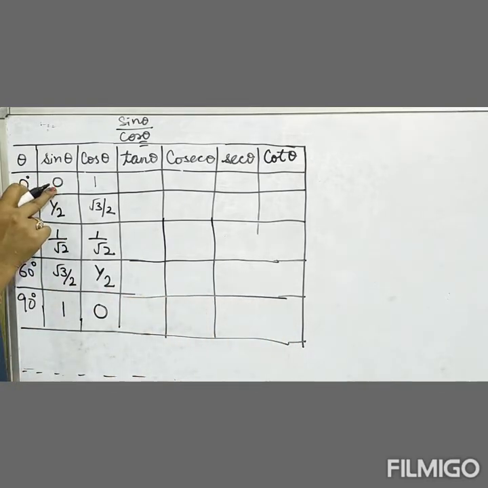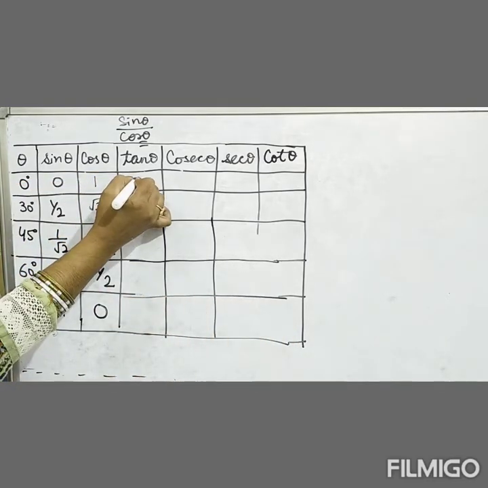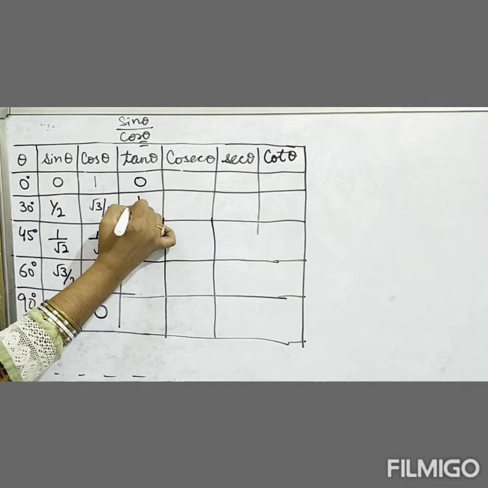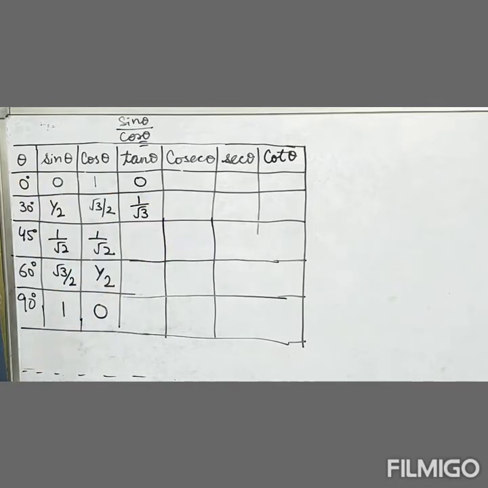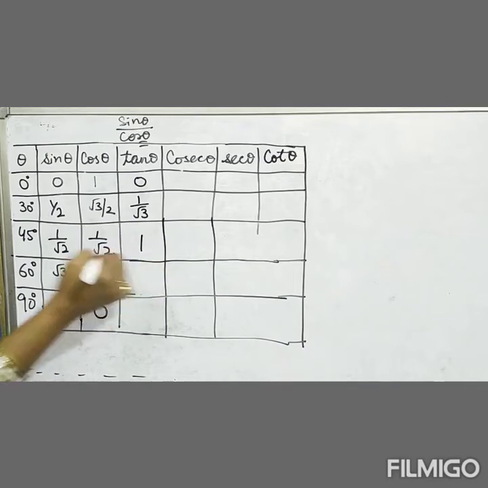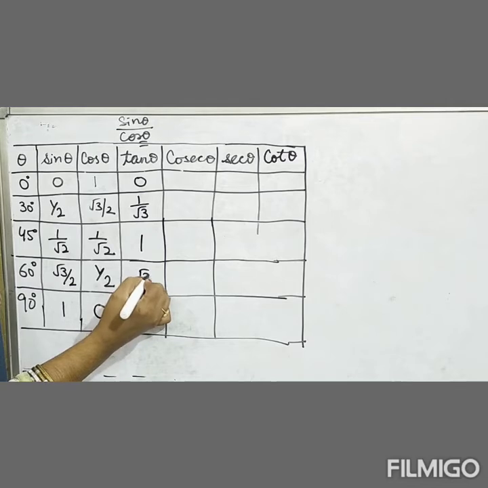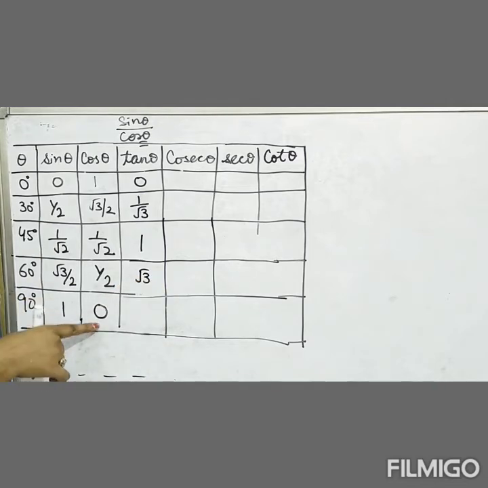Okay, if I divide 0 by 1, that is equal to 0. 1 by 2 divided by root 3 by 2: 2 will cancel out and I will get 1 by root 3. Similarly, if I divide these two values, this should be 1 because they will cancel out each other. And if I divide these two values, 2 will cancel out and I'll get root 3, and 1 by 0.